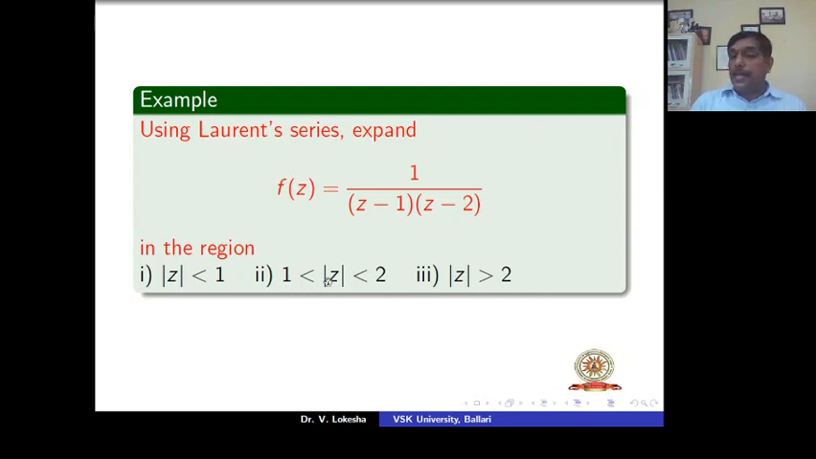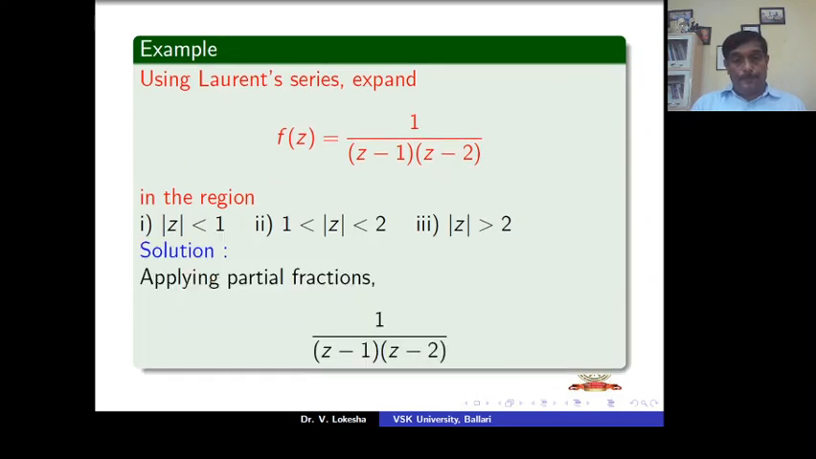Here, this can be made into two functions. Always you can make the function into the form mod z less than 1. Mod z is less than 2 means mod z by 2 is less than 1. And another one, mod z is greater than 2, means 2 by mod z is less than 1 form. This is the easiest method to compute this type of problem.